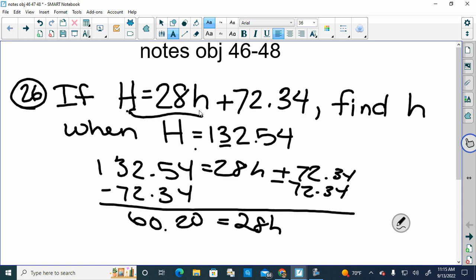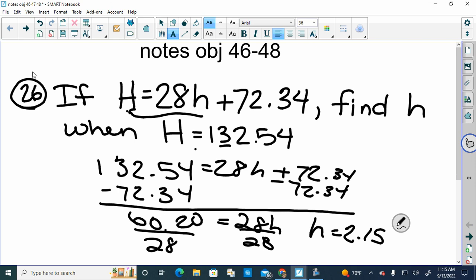Okay, what's my last step? Divide. Good, divide. So it's multiply, right, so we do the opposite, which is divide by 28. So obviously calculators are going to help you here because you have a decimal. Okay, so it winds up being little h is 2.15. We good so far?